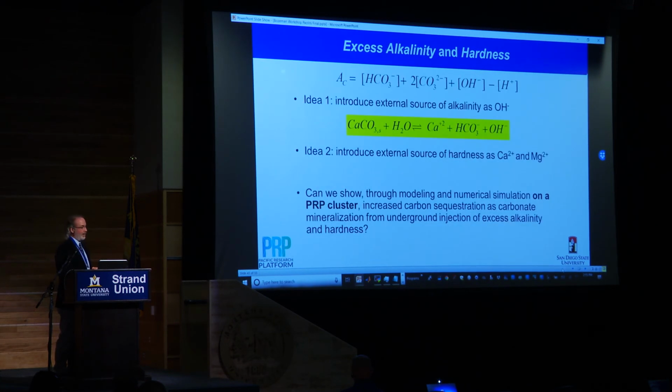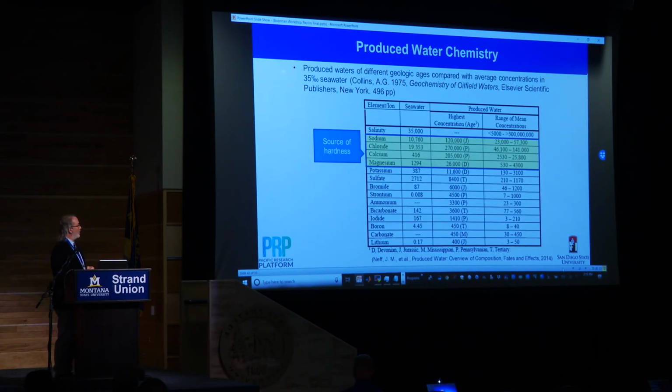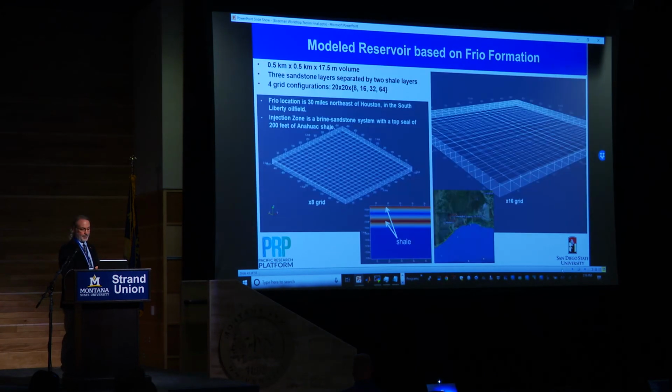Now another thing we need, in addition to the alkalinity, is a source of alkaline earth metals, calcium and magnesium, to bind to those carbonates. So in addition to excess alkalinity, we also need a source of excess hardness. And what's great about produced water that comes out from an EOR operation is the concentration of calcium and magnesium is much, much greater than even salt water. So the produced water is a great source of excess hardness.